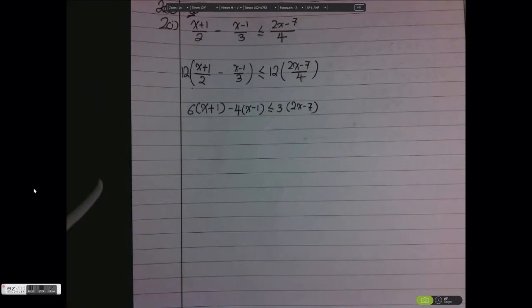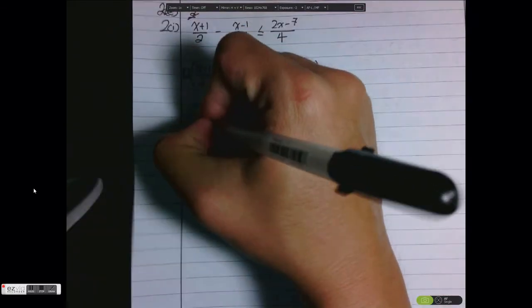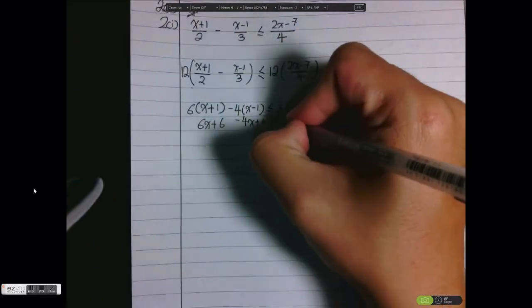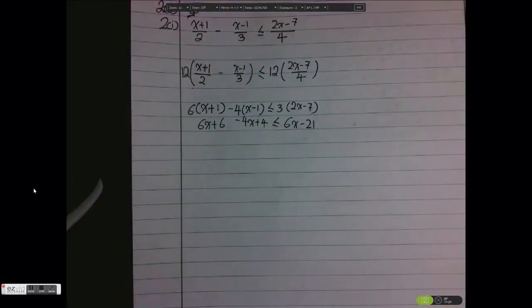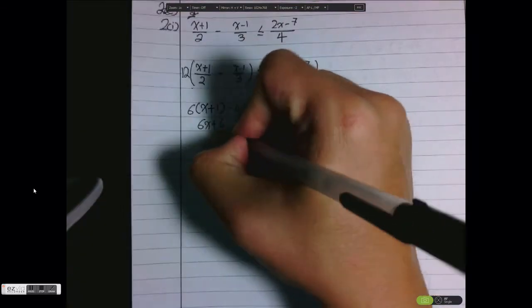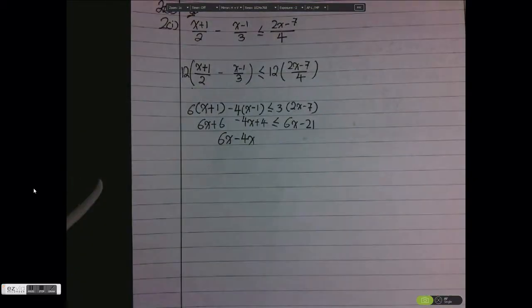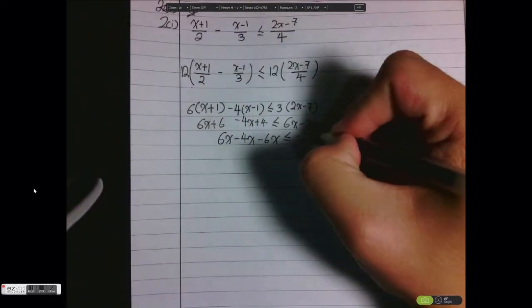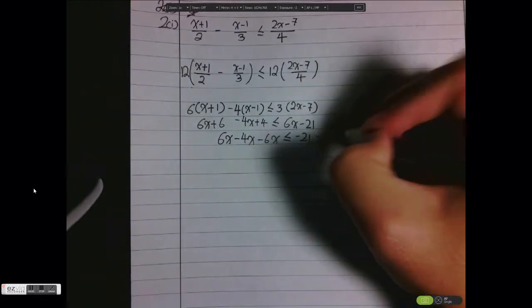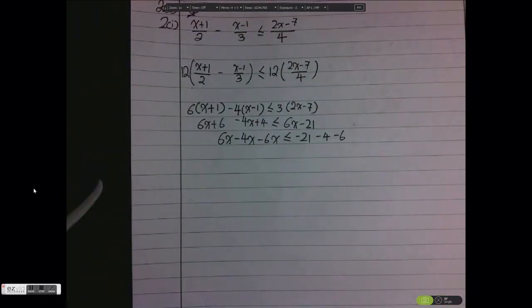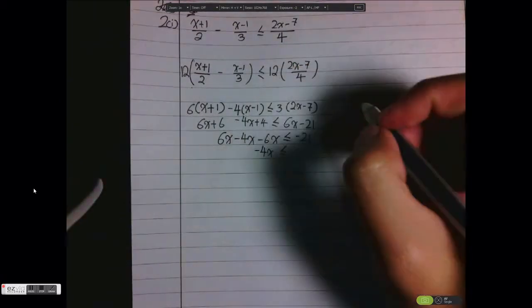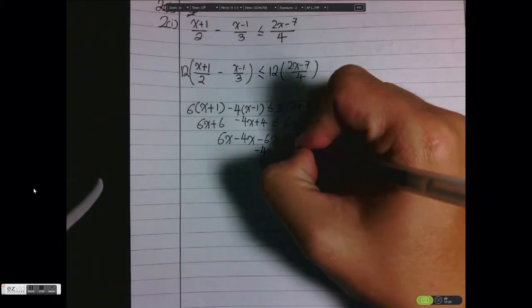Okay, now all that is left now is to expand and simplify. Okay, I've expanded all the terms, collecting all the x terms on the left hand side and all the numeric terms on the right hand side. Then simplifying, I get negative 4x is lesser than or equals to negative 31.